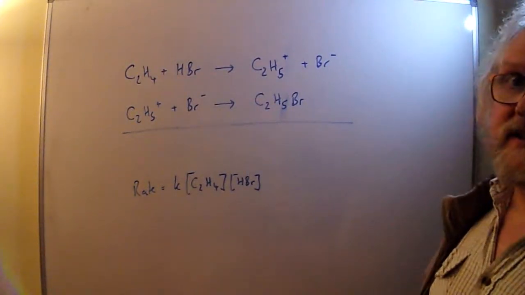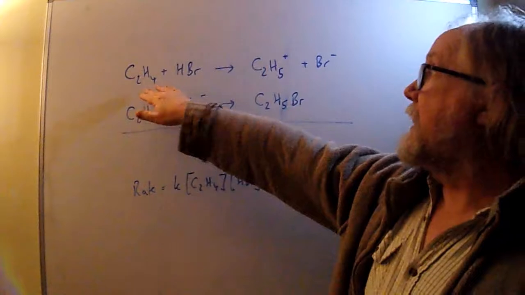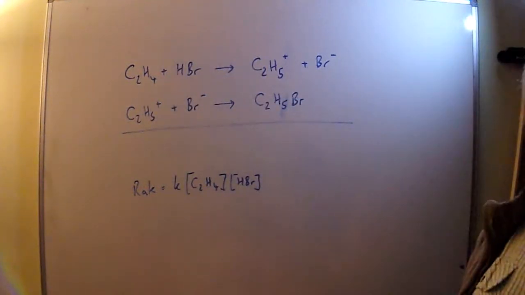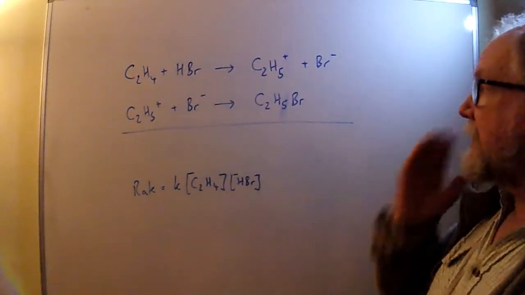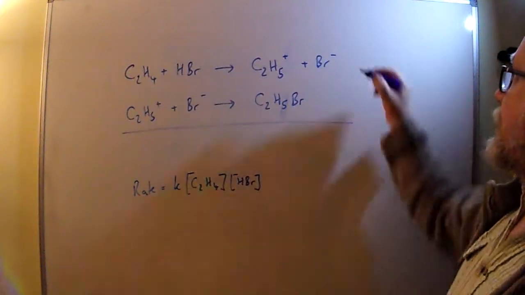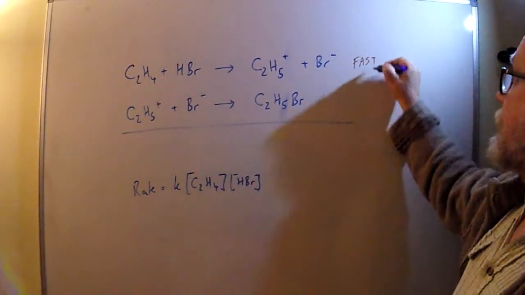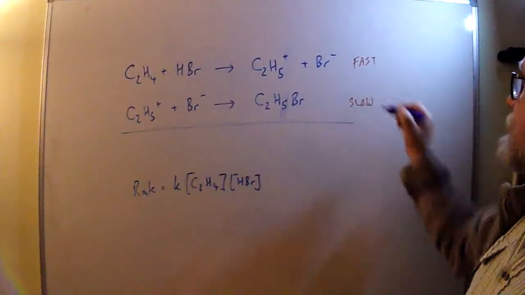So that's a possible answer. It could be that the first step is the slow step. But we have to consider what happens if the second step is the slow step. So what happens if it's this way round? First step fast, second step slow.